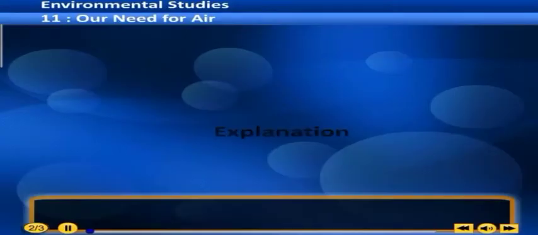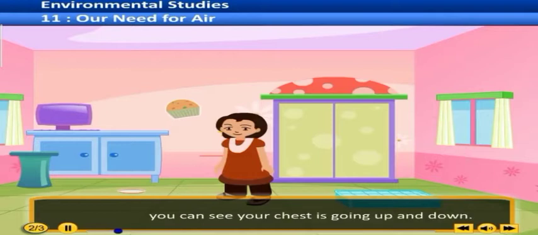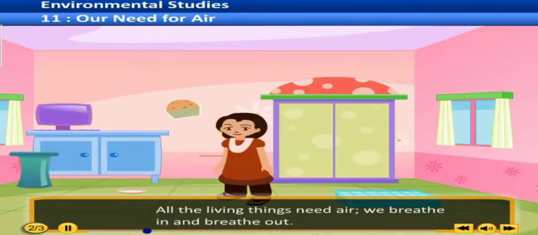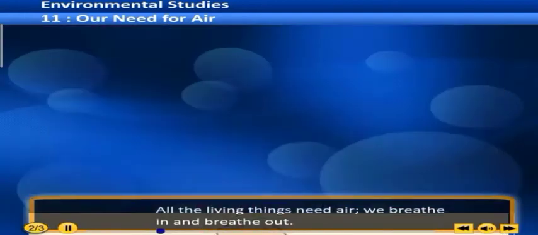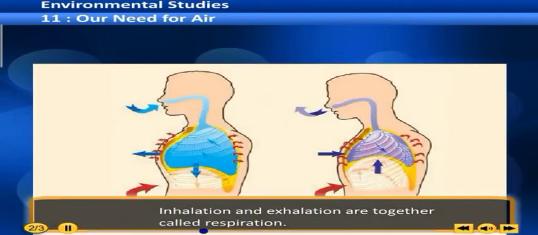Lesson number 11. Explanation. If you look carefully at yourself, you can see your chest is going up and down. All living things need air. We breathe in and breathe out. That is known as inhalation and exhalation. Inhalation and exhalation are together called respiration.